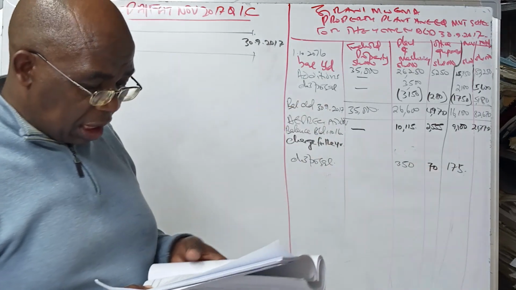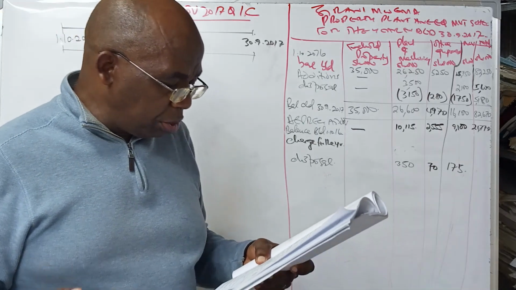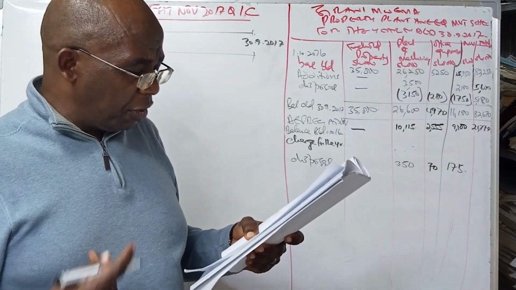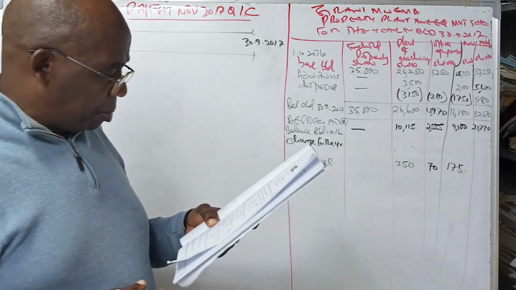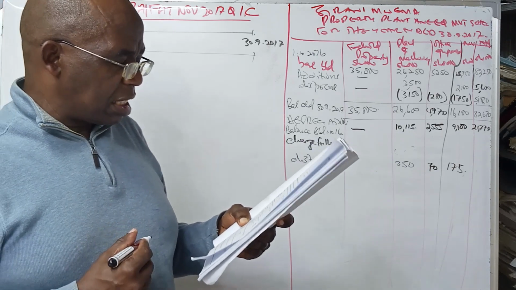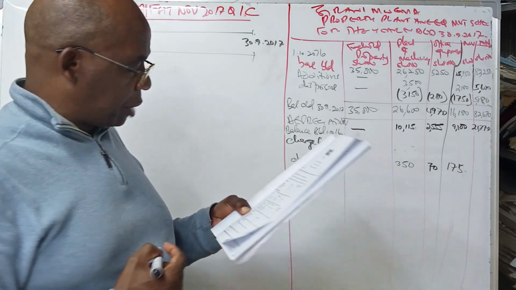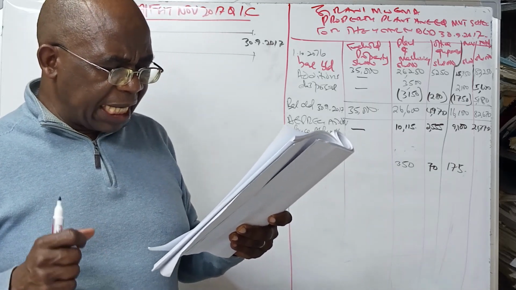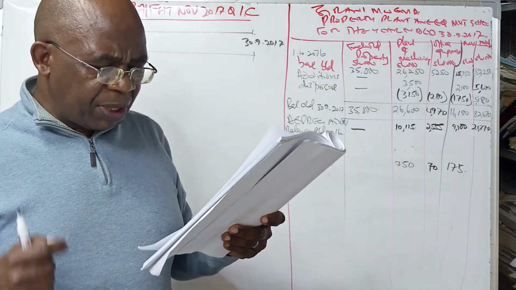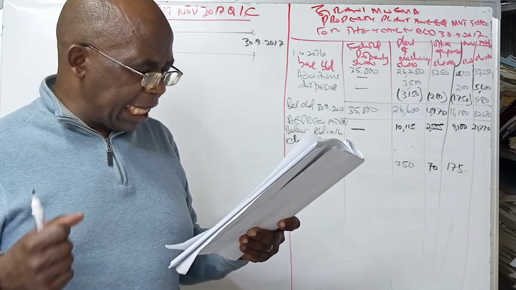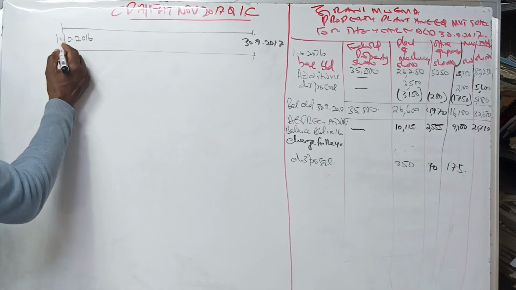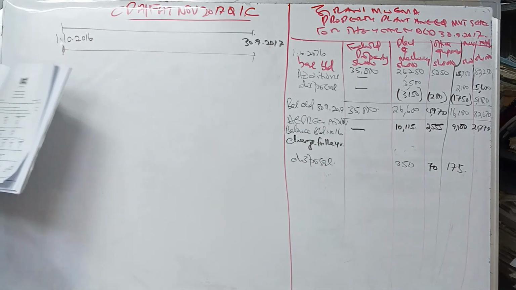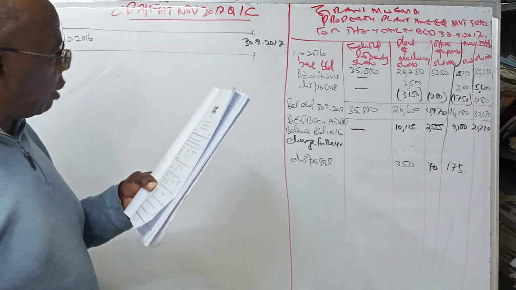Now, we do not have the charge for the year. If you look at the question, the only thing we are supposed to compute is the charge for the year. But additional information number 4 tells us, on 1st of October 2016, the management of Gilani Limited decided to start depreciating freehold property at the rate of 2.5%.